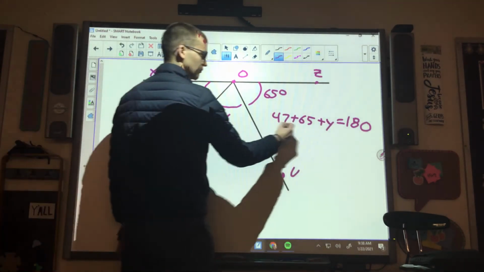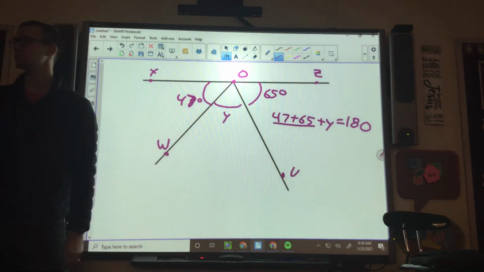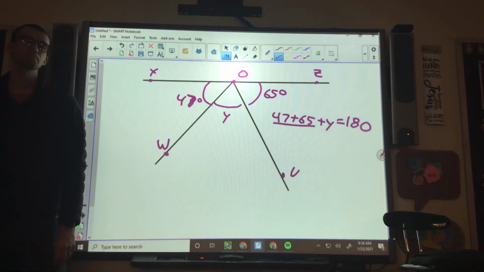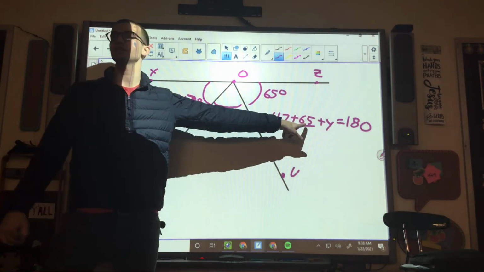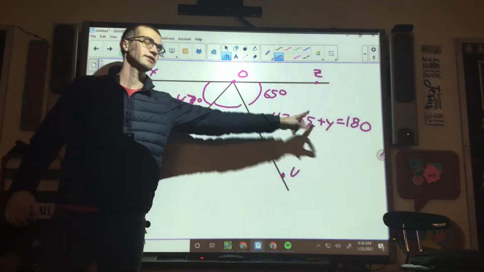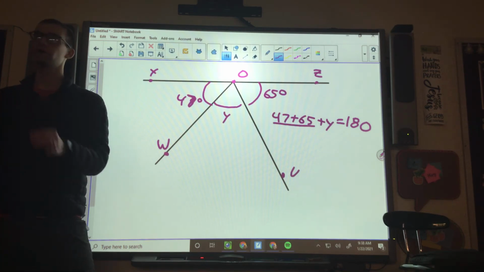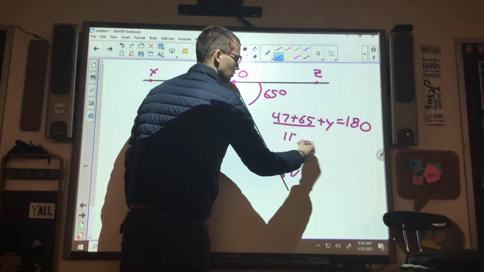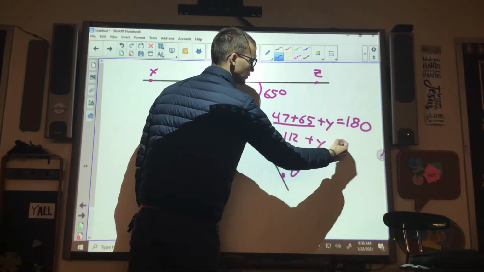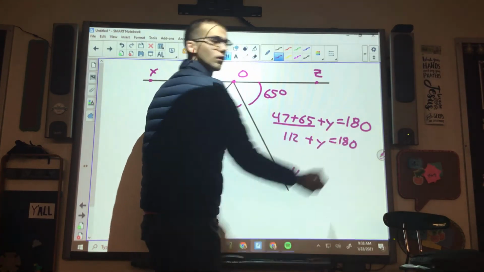This together, you do not get 180. Think, 40 plus 60 is 100. You have 5 and 7 left over. 5 plus 7 is 112. So you could do 112 plus y equals 180.